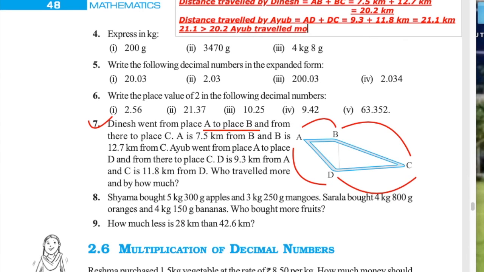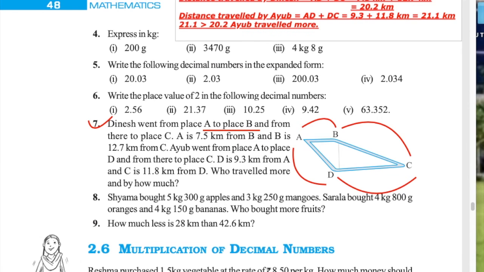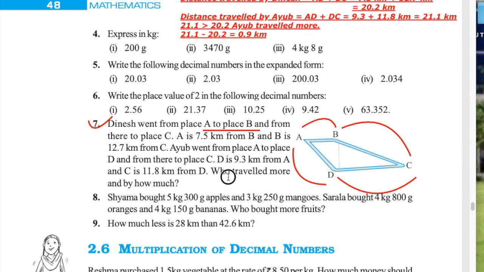And by how much? To find out by how much, we will subtract 20.2 from 21.1. So it will be equal to 0.9 kilometers. So what will be your answer? Who traveled more and by how much? Ayub traveled more by 0.9 kilometers. This will be your answer.